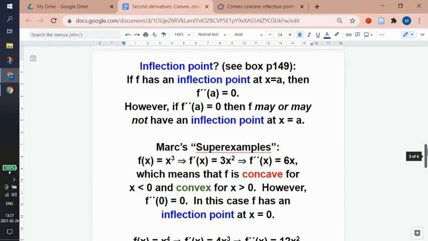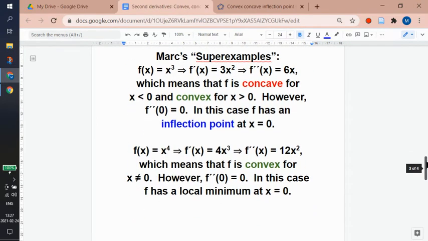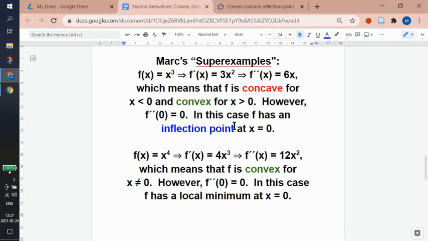Here are my two favorite examples. For both of these examples, the value of the second derivative at x equals 0 is 0. However, in the first example there's an inflection point at x equals 0, whereas in the second example there's a local minimum at x equals 0. This illustrates that if the second derivative is 0 at a point, then there may be an inflection point, but there may not be.